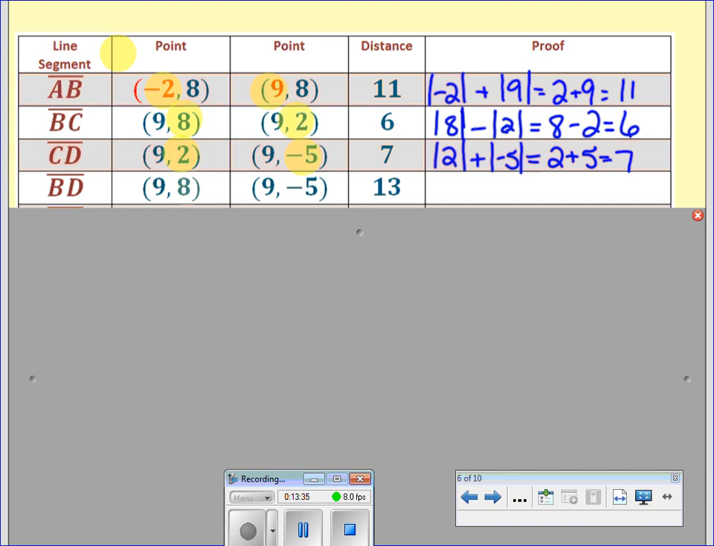Highlight the coordinates that are different. So I have to go from 8 to 0 and then 0 to -5. They have different signs, so I crossed an axis, so I have to add the two distances together. So 8 plus 5 equals 13.